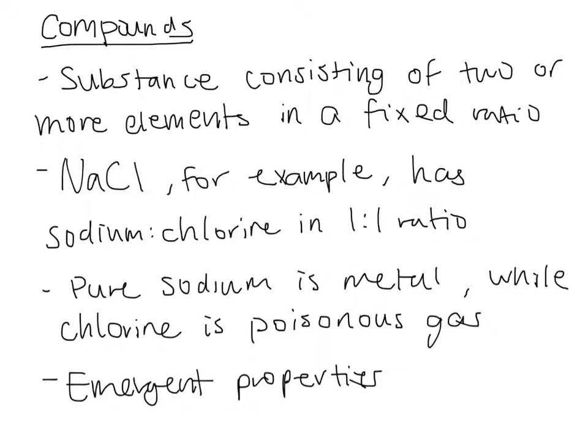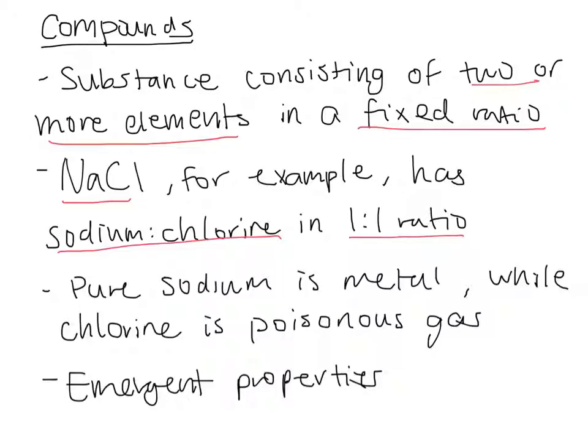On this slide, I'll be going over compounds. Compounds are essentially substances that consist of two or more elements in a fixed ratio. One basic example is table salt, or sodium chloride, which is denoted as NaCl. It has sodium and chlorine in a 1:1 ratio, and this is a fixed ratio that never changes.